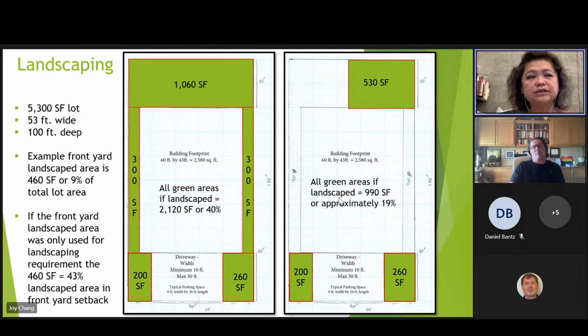and then the one to the right is 19%. But if we're looking at just the front yard landscape area, the 200 and the 260 square feet in between the two driveways, and we actually calculated it based on the maximum width that we would allow, which is 30 feet, the 200 and 260 equates to 43% landscape area in the front setback, if we look at these examples.